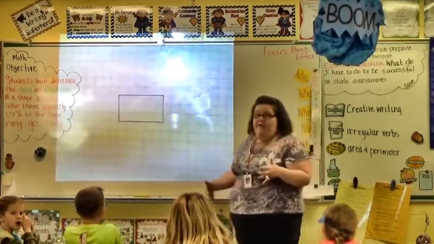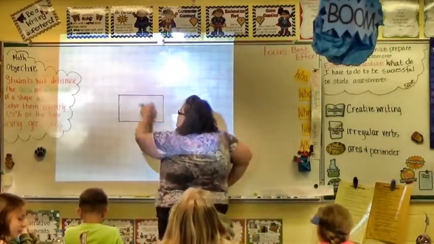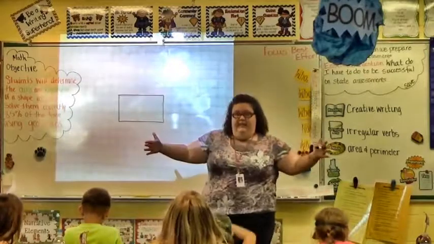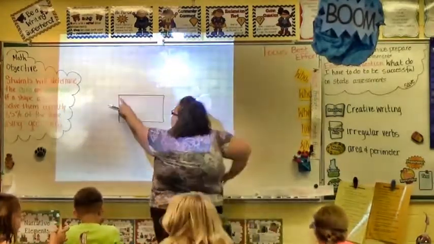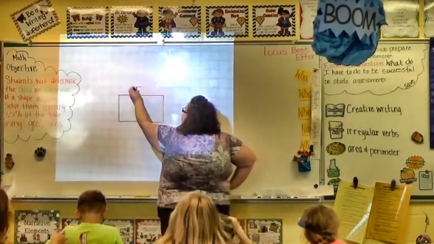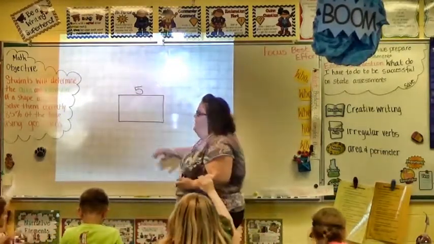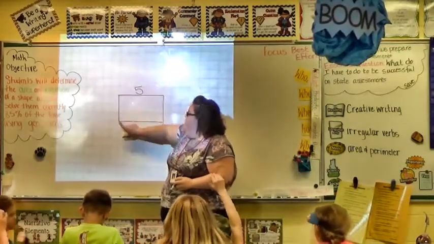Okay, so we need to find our length and our width. Yes. Okay, so what is our length going to be? That is our longest side. Cheyenne? 5. Let's see if she's right. 1, 2, 3, 4, 5. There's our length. And let's find our width, Colton. 1, 2, 3.